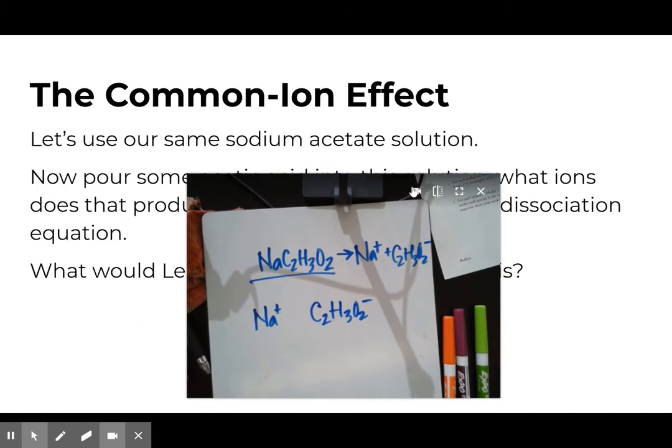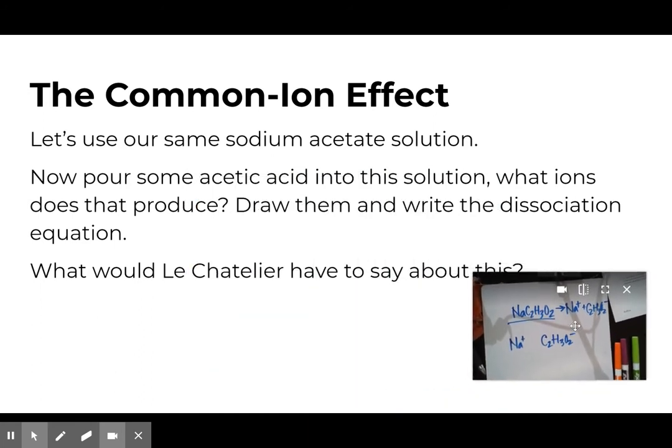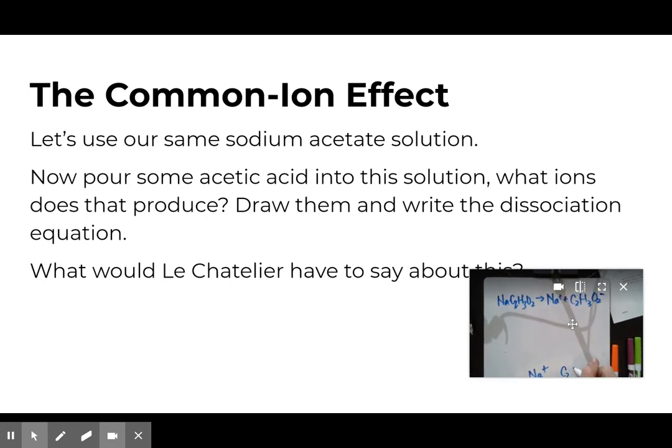Okay, so we are going to be using our same sodium acetate solution. We have this in solution, and I might rewrite it a little bit. Here's our sodium acetate solution, NaC2H3O2, which is going to produce Na plus and C2H3O2 minus. Down here, we have sodium ions in solution and acetate ions in solution, hanging out. Now, we're going to pour some acetic acid into this solution.